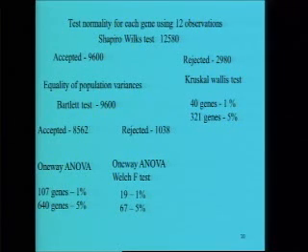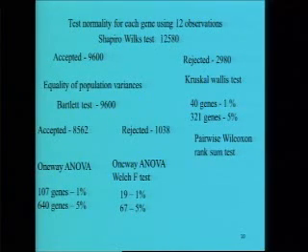But to investigate further, I mean, what is the type of the difference, whether it is overexpressed or whether it is underexpressed, we go for the corresponding pairwise test. So for the group of genes which were identified to be differentially expressed by the non-parametric Kruskal-Wallis test, we applied the pairwise Wilcoxon rank sum test.